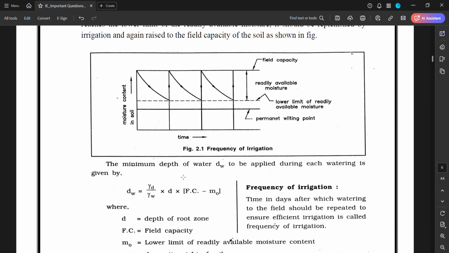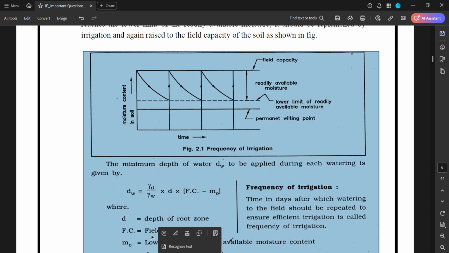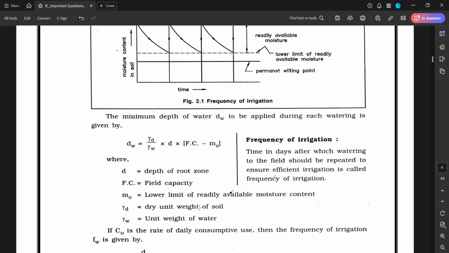The minimum depth of water dW to be applied during each watering is given by dW = γd/γw × d × (FC − m0), where d is the depth of the root zone, FC is the field capacity, m0 is the lower limit of the readily available moisture content, γd is the dry unit weight of the soil, and γw is the unit weight of the water.